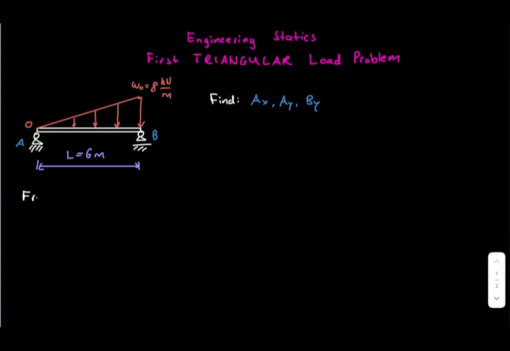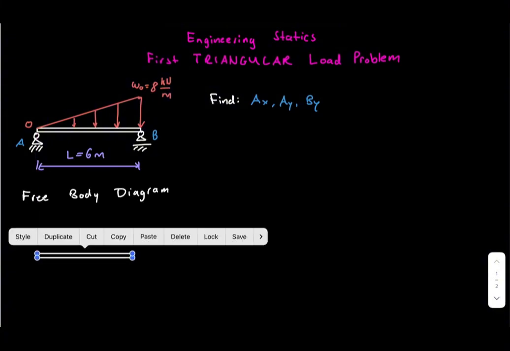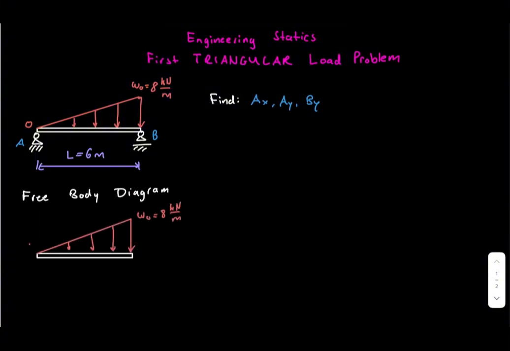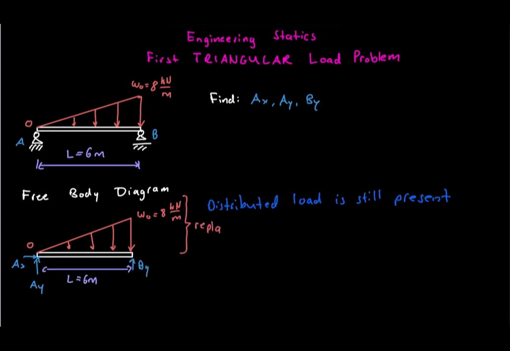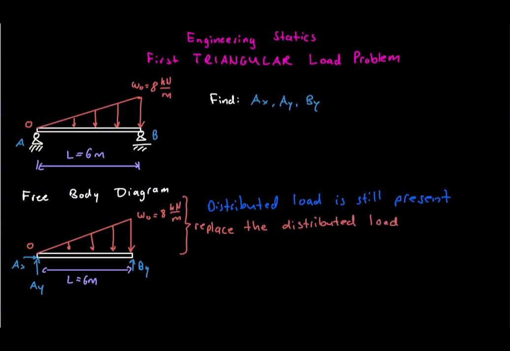We begin with the free body diagram. The unknown reactions are Ax, Ay, and By. Before writing any equilibrium equations, we replace the triangular load with an equivalent force. The magnitude of that force equals the area under the load diagram.